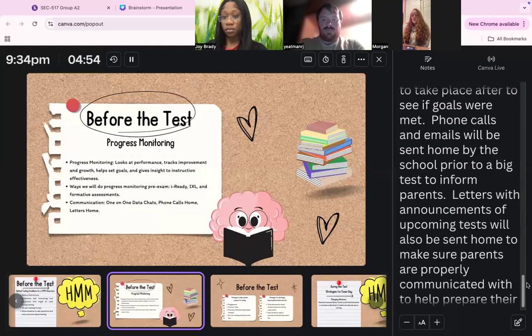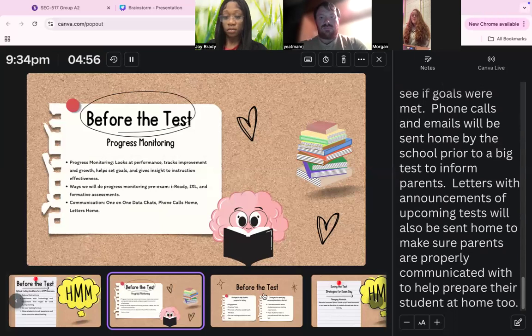Phone calls and emails will be sent home by the school prior to a big test to inform parents. Letters with announcements of upcoming tests will also be sent home to make sure parents are properly communicated with, to help them prepare their student at home too.